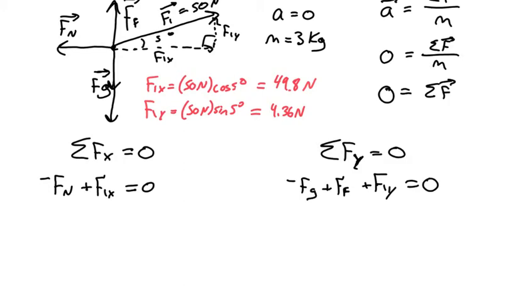Now I can take those values and plug them into these equations. So let's see, I've still got an unknown normal force plus my x component there is 49.8 newtons equals 0. And I'll subtract the normal force from both sides and get 49.8 newtons is equal to the normal force. All right, well, that's one of the questions. We still have to figure out, though, the force of friction.